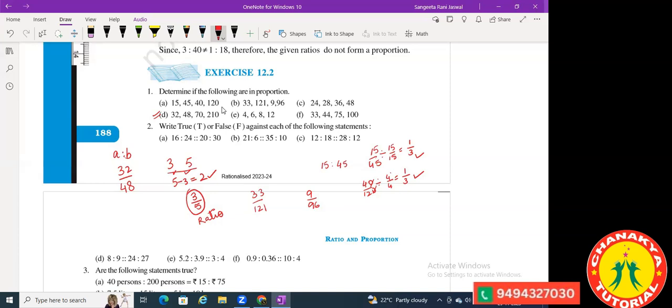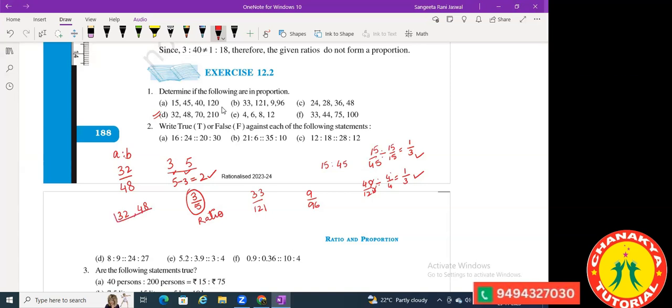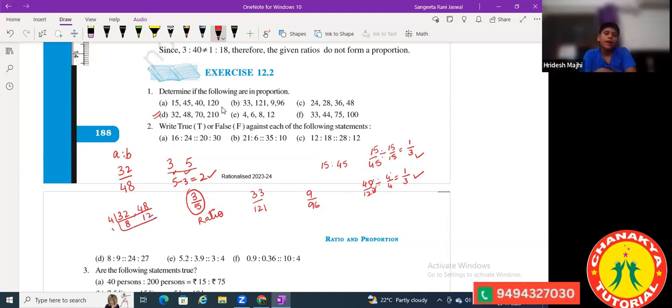Now suppose, for instance, I have taken this example, 32 and 48. Now, how will I compare this? Both these numbers, I'll take the HCF of 32 and 48. What will I get as the HCF of 32 and 48? Quickly find out the HCF. Teacher, I think 4. 4, 6. 6. No, ma'am. 4. 4 eights are 32. 4 ones are 4, 4 twos are 8, 4 threes are 12.